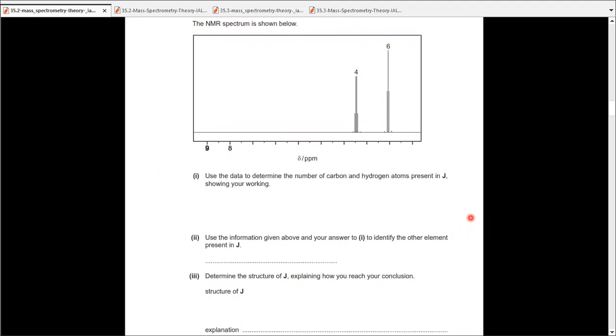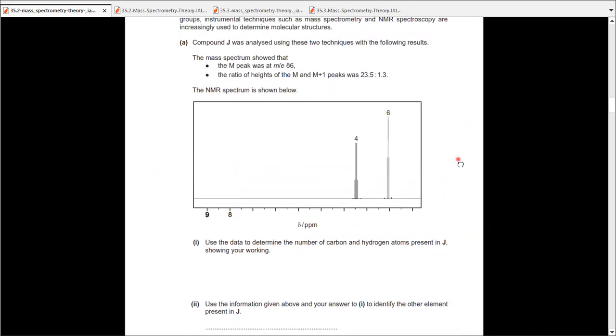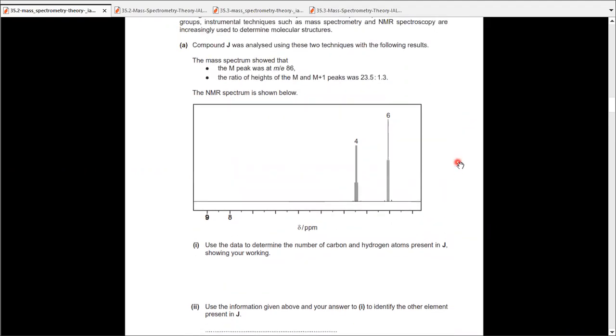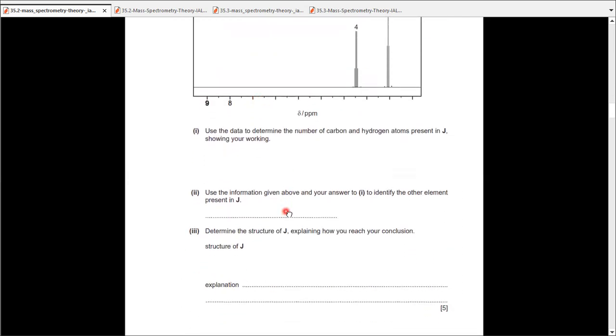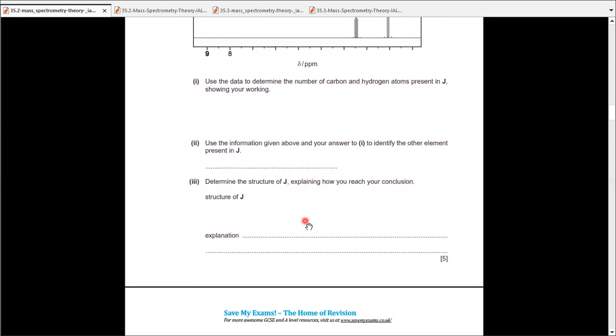Sir, can you scroll a bit up? You have all the information above, and the M peak is 86. There are 10 hydrogen atoms. So 5 carbon atoms means 60, plus 10 hydrogen atoms is 70, and 86 means 1 oxygen atom. Good. Now, can you tell me the molecular formula? C5H10O.